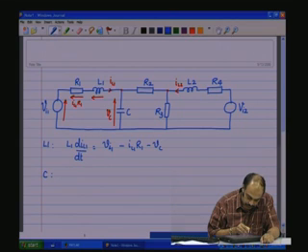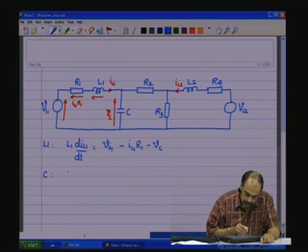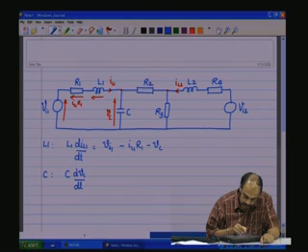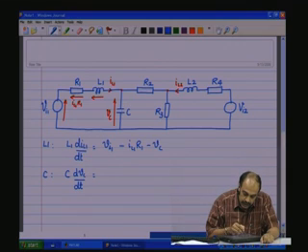C. Now, the equation for C is C dVc by dt, which should be equal to the current through C. Now, the current through C is IL1 minus the current through R2. But what is the current through R2? This node potential minus this node potential divided by R2 will be the current through R2.